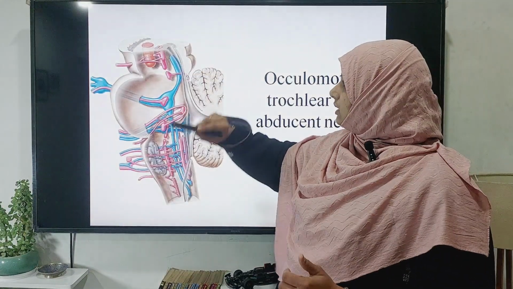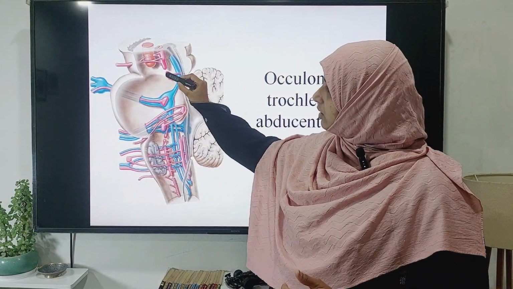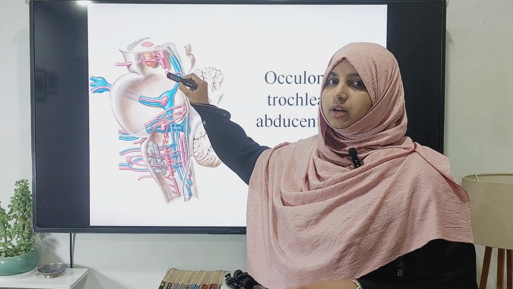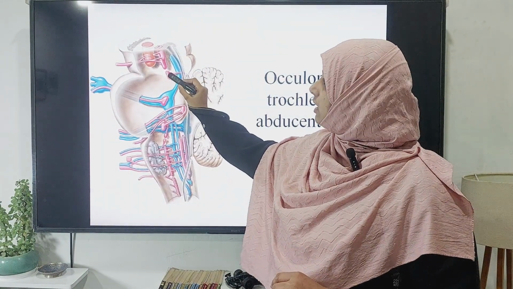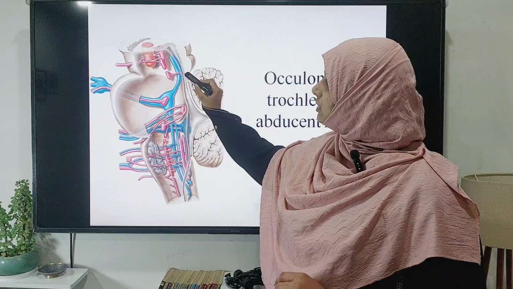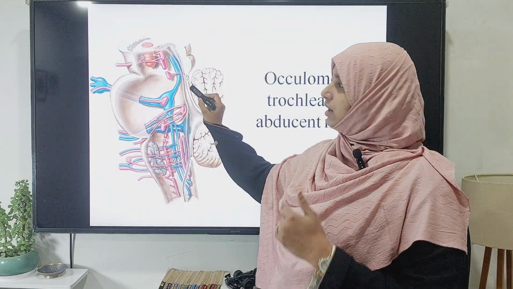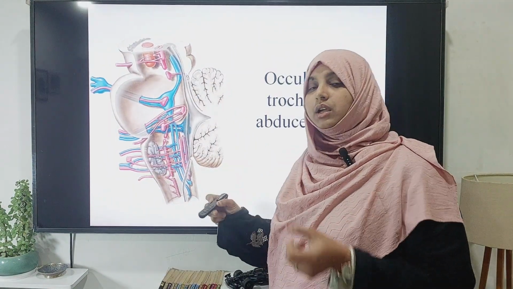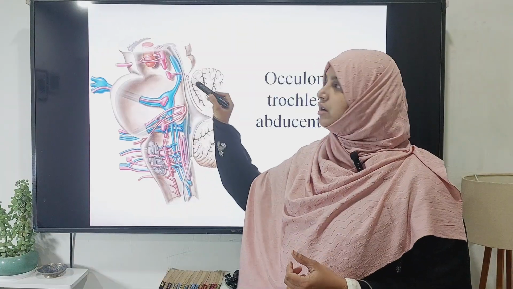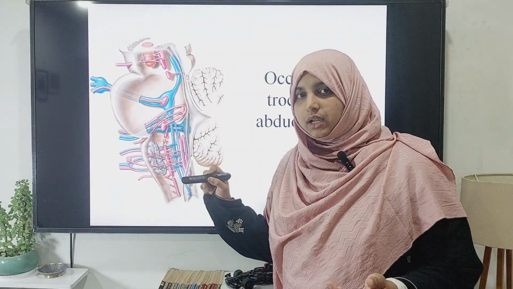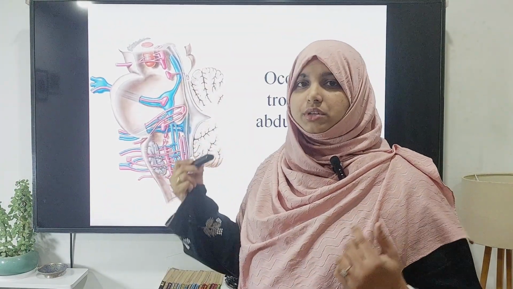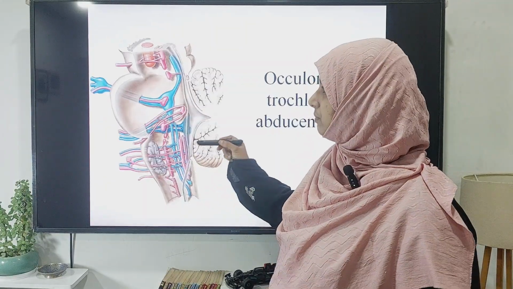The next nucleus is this one. This small nucleus is for the trochlear nerve. As you can see, this trochlear nerve is oriented a little bit posteriorly, and you can see this nerve emerging from the posterior aspect of the midbrain. This is the only nerve emerging posteriorly. So this is a point we should know.